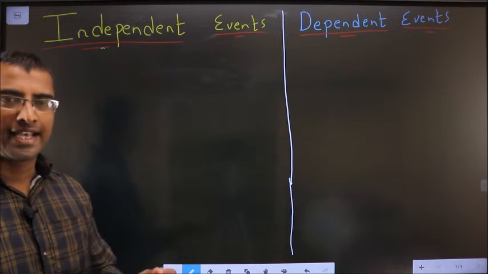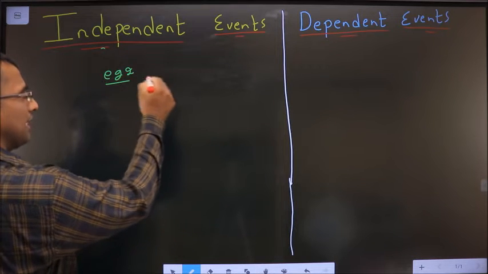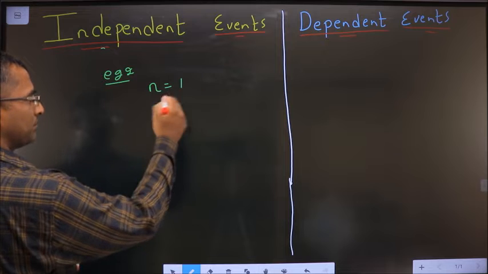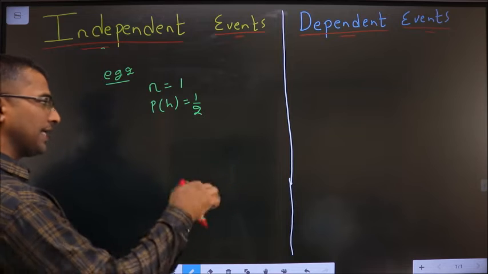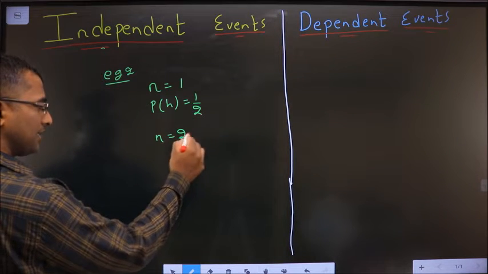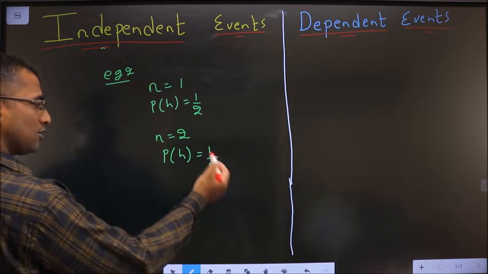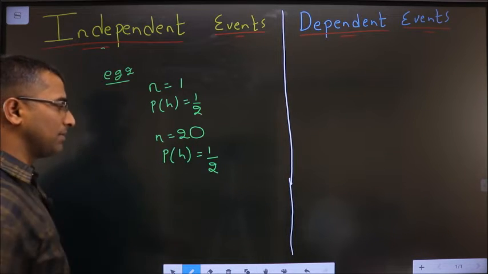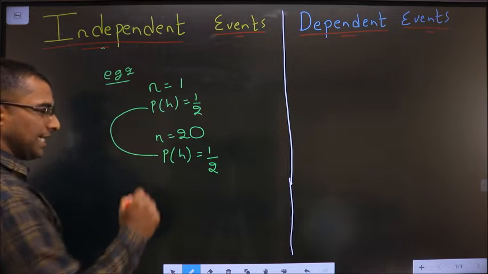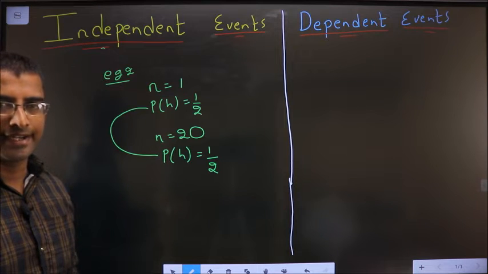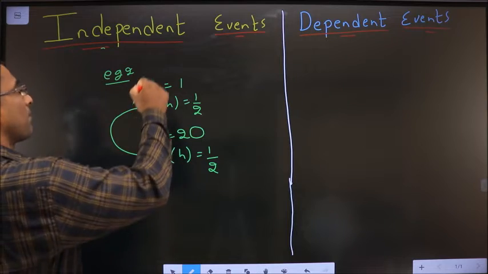Example 2 for independent events. Let us say a coin is tossed one time. What is the probability of getting a head? 1 by 2. Let us say the coin is tossed again. What is the probability of getting a head? 1 by 2. Let us say the coin is tossed 20 times. What is the probability of getting a head? 1 by 2. The probabilities are not going to change, how many ever times you are tossing a coin. So these events come under independent events.